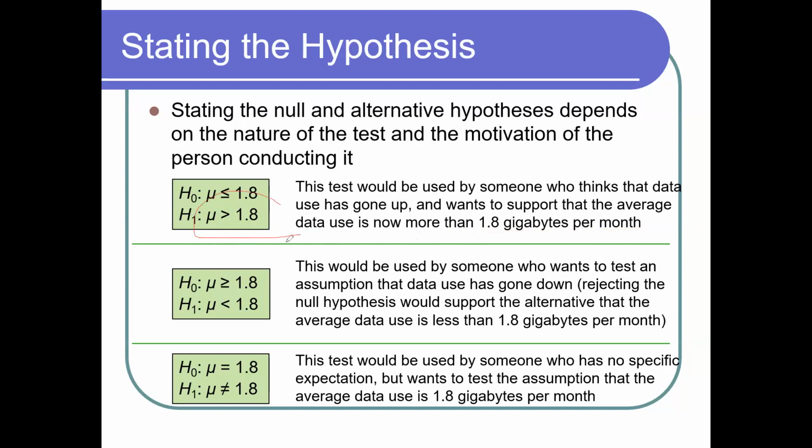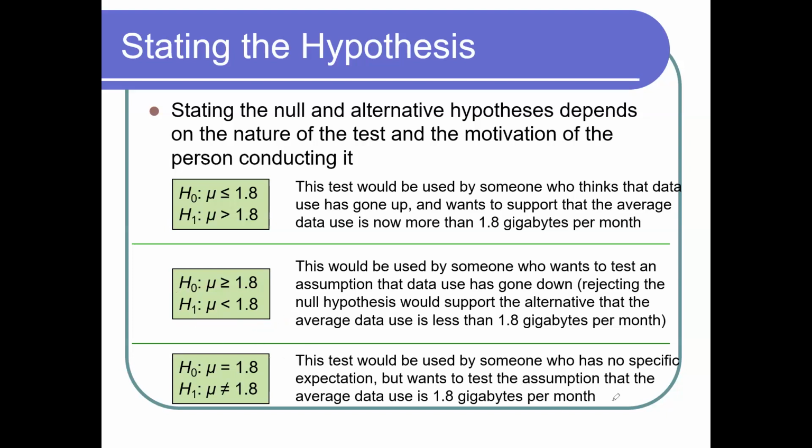So we put this here. So when we reject the null hypothesis, that means the alternative hypothesis is true. Okay, on the other hand, this is the opposite, right? Mu greater than or equal to 1.8. So it will be someone saying that, okay, the assumption is the data use has gone, they want to say the data usage has gone down. So the null hypothesis will be the data usage is greater than or equal to 1.8. Okay, and if we reject this, that means yes, the data usage is less than 1.8.